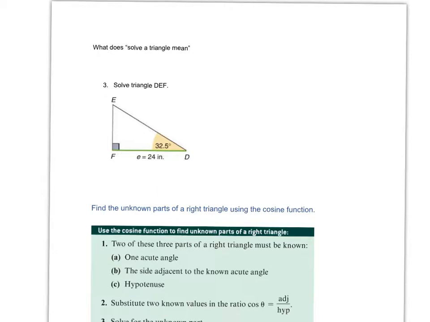Sometimes they won't be so specific, but all they'll ask you to do is to solve a triangle. So if they tell you to solve a triangle, what do they mean? In that case, they want you to find the measure of all the sides, and they want you to find the measure of all the angles.